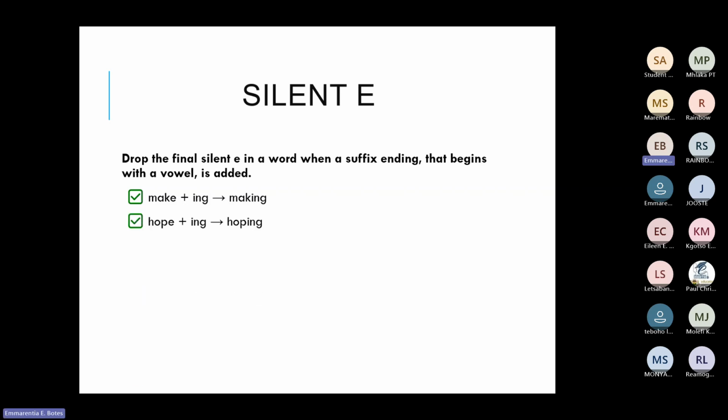The same with this word, hope, plus the ing, hoping. So again, we drop the E because that suffix begins with a vowel.